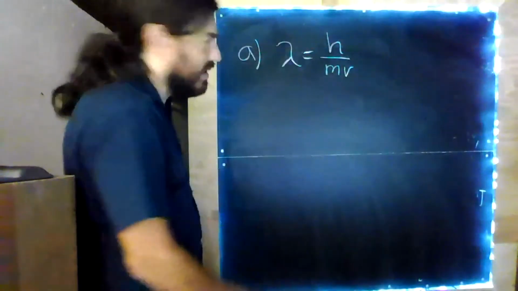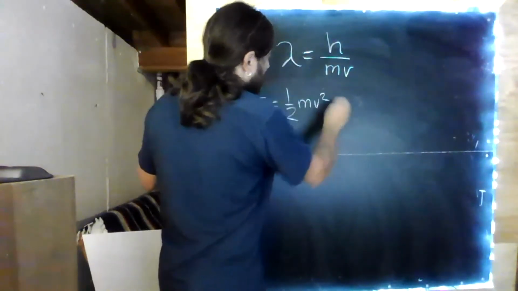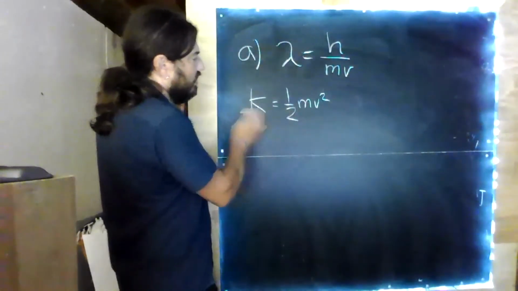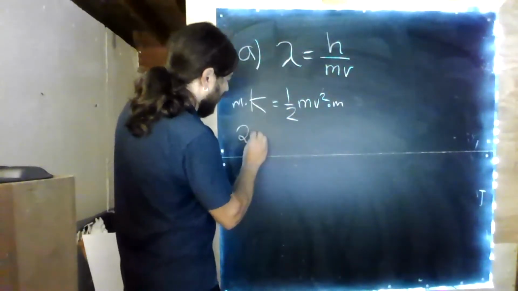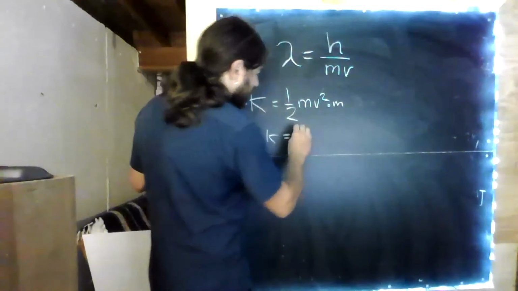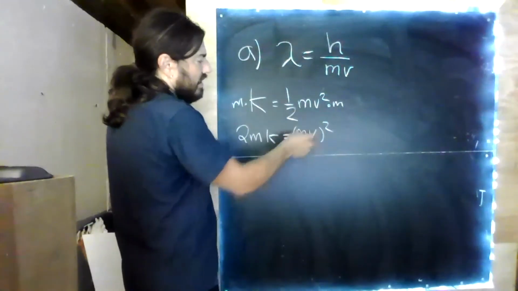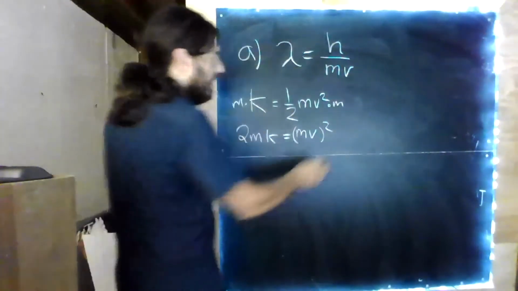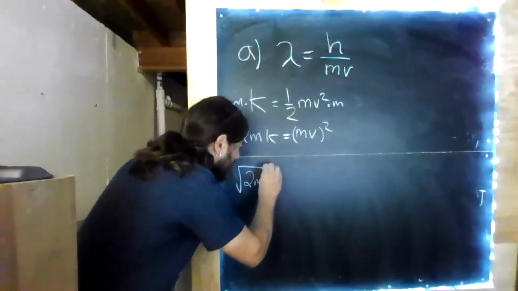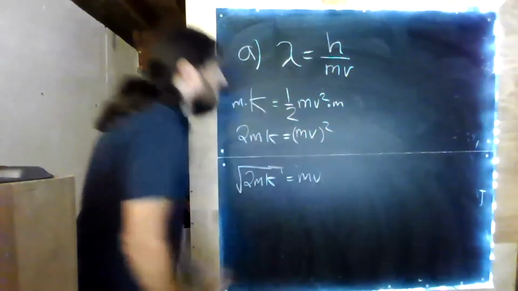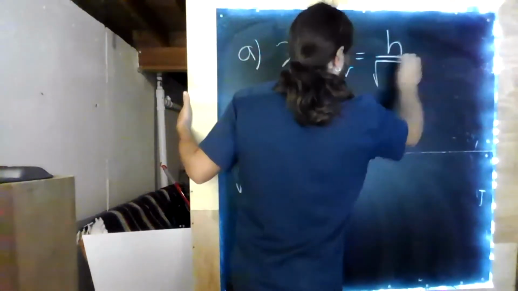I'm going to do a little bit of algebra instead. Then we're going to do K equals 1/2 mv squared. Bring my 2 over and multiply both sides by m. Gives me 2mK equals m squared v squared. And notice I've got 2 m's and 2 v's, so they're both squared. And so then this means that the square root of 2mK equals mv. I can throw that into here, and I have h over the square root of 2mK.